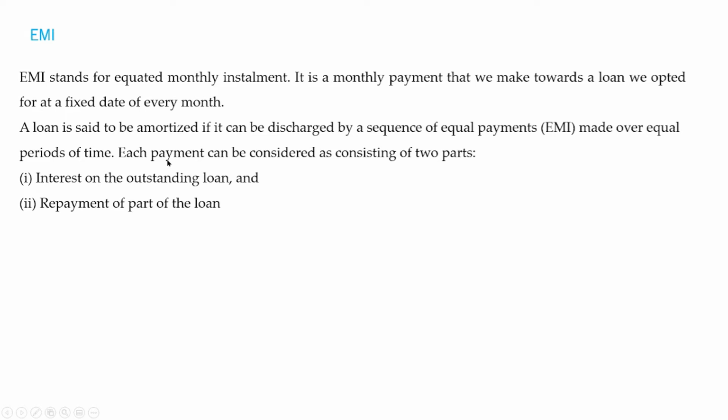Now each payment can be considered as consisting of two parts. So the EMI is the sum of two parts, which is interest on the outstanding loan and repayment of part of the loan. So we say a loan is amortized if the interest on the outstanding loan and the repayment of part of the loan can be done using this EMI over a period of time, where EMI is made over equal periods of time.